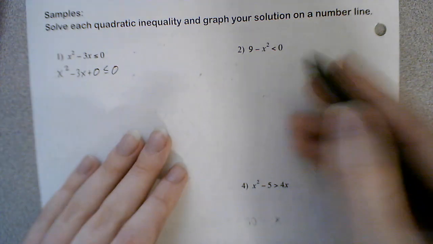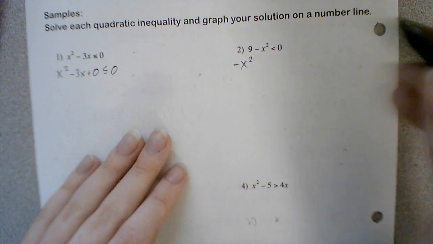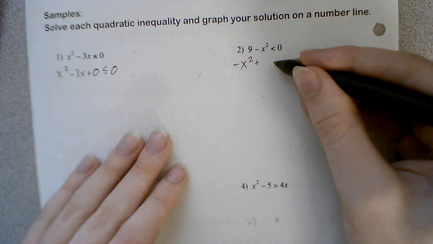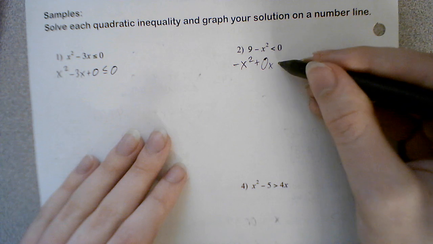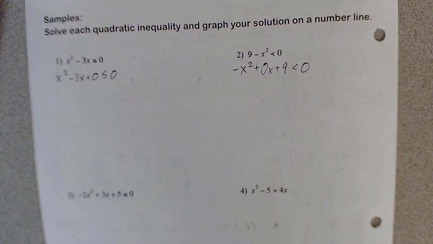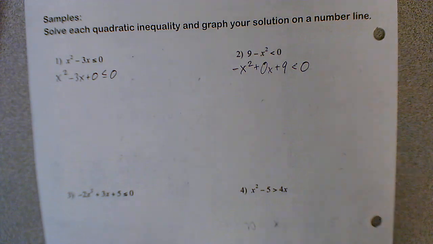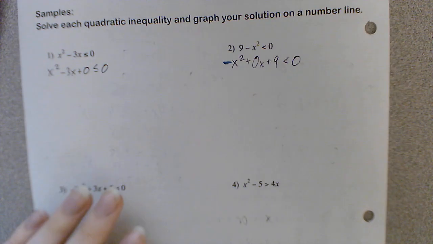Now for this one, we're going to do the same kind of thing. We're going to write this in a certain way. Now, keep in mind there's no bx term here, so we can actually write this as 0x plus 9, like that. But the caveat is right here.